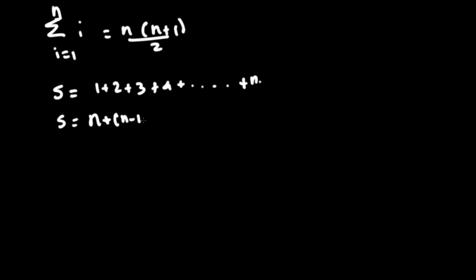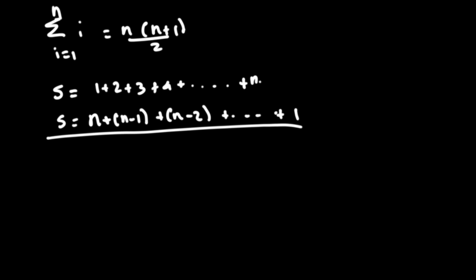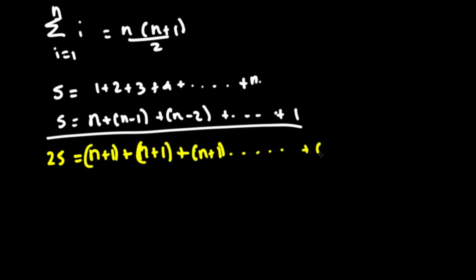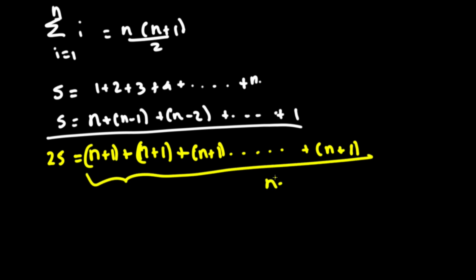So let's write in the reverse order: n plus n minus 1 plus n minus 2 plus ... plus 1. If we add these two together, we are going to get 2s, that's equivalent to n plus 1, that's n plus 1, n minus 1 plus 2, that's going to be n plus 1 again, n plus 1 again, and n minus 2 plus 3, that's going to be n plus 1 again, and it's going to just go like that until the end. N plus 1, and these all are n. Okay, now we can express this n times. It's going to happen n times.